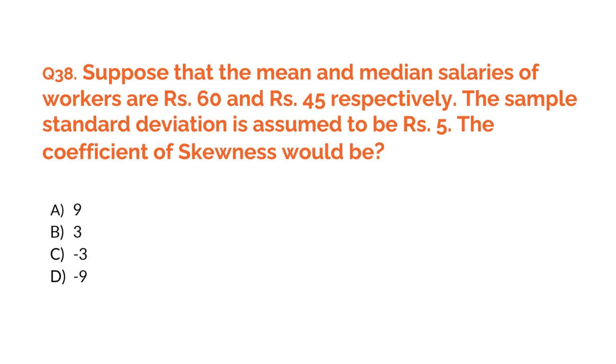Suppose that the mean and median salaries of the workers are given and the sample standard deviation is given. We need to calculate the coefficient of skewness. For calculating the coefficient of skewness, the formula is mean minus median upon standard deviation. By solving this, we get 3. That is option B, so option B is correct here. Now moving on to the next question.